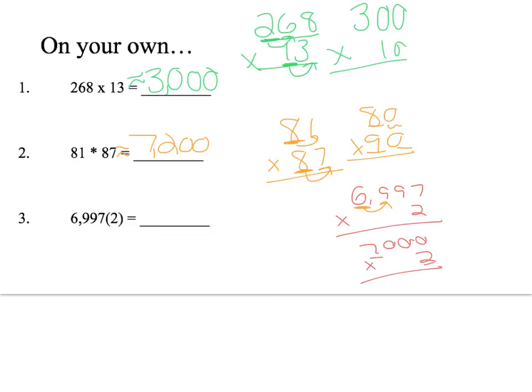2 times 7 is 14, and we have 1, 2, 3 zeros. 1, 2, 3. And 6,997 times 2 will be somewhere around 14,000. And you're all done.